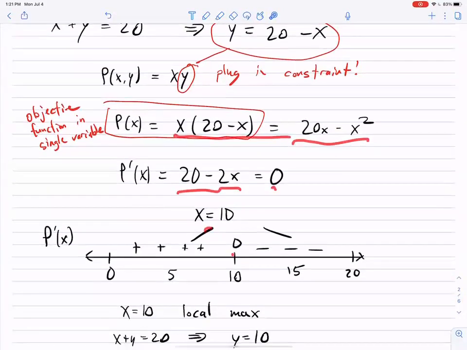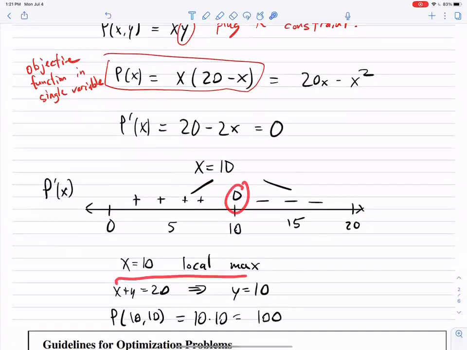So x equals 10, we can do the first derivative number line. The derivative is positive and then it's negative. So this must be a max. So this is our local max. So x equals 10 is our local max.